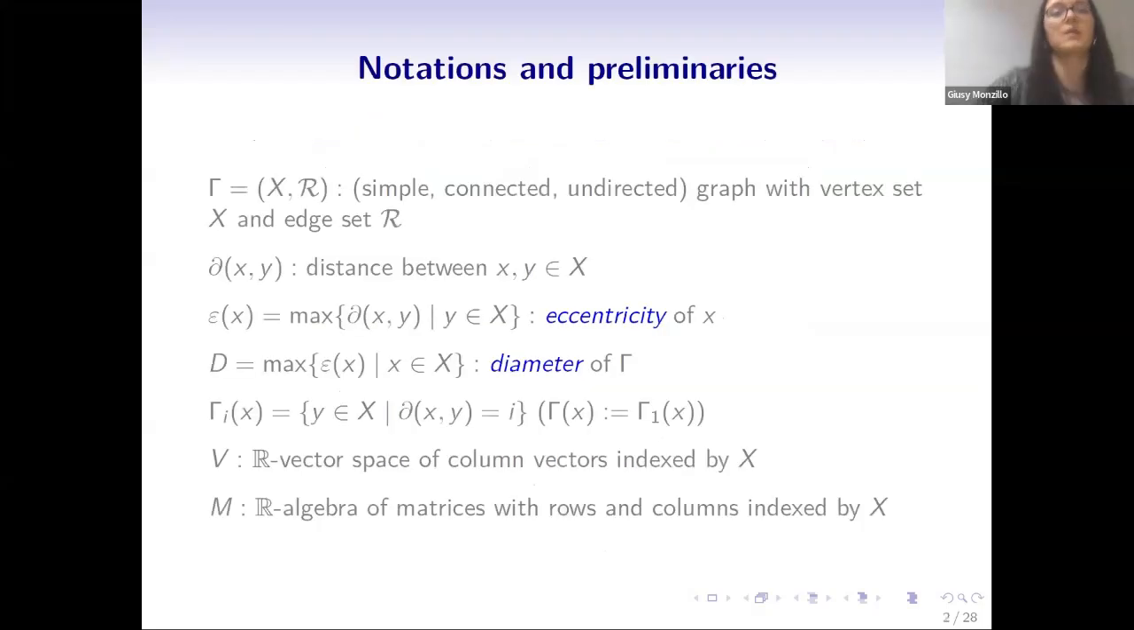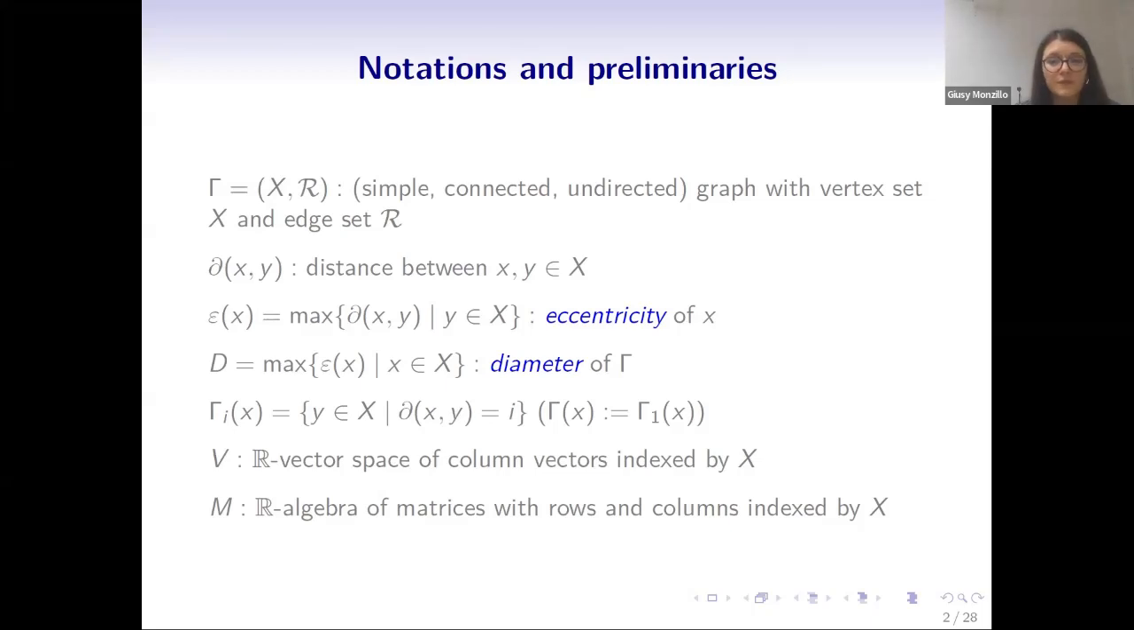Okay. So, as usual, we need to fix some notation and record some preliminary results. Throughout the slides of my talk, gamma will always represent a simple connected undirected graph with vertex-set X and edge-set R. For two vertices x and y, we write the distance between them. Epsilon of x will be the so-called eccentricity of x, and capital D the diameter of gamma.